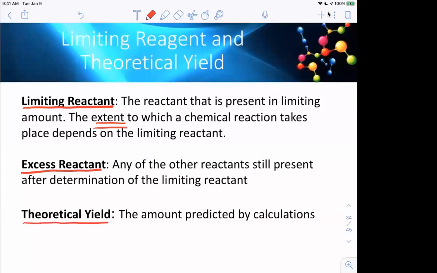The theoretical yield is the amount predicted by calculations, and this is always based on the limiting reactant. If I have excess reagent, I can calculate yields for those too, but I can't make that much because I have to base what I actually can make on the amount of reagent that limits the amount of product, the amount of reagent that runs out first.